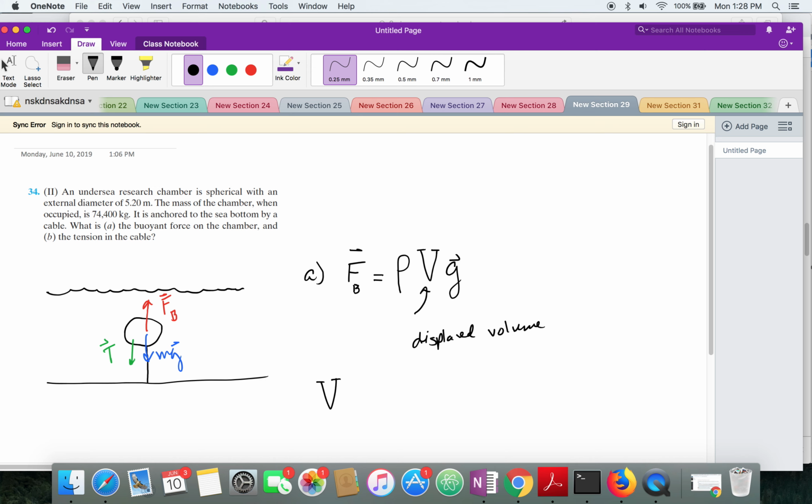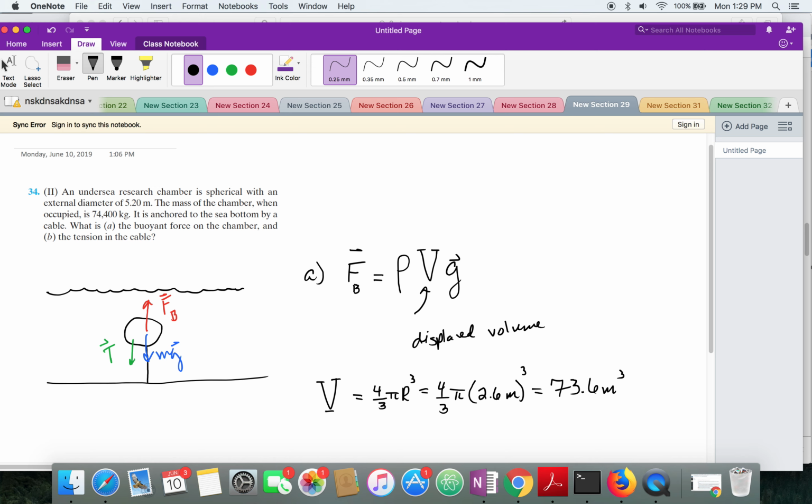The volume of a sphere is something you would probably need to look up. It's 4/3 pi r cubed, if you don't remember it off the top of your head. We have the diameter of the sphere as 5.2, so the radius is going to be 2.6 meters. So this is 4/3 pi times 2.6 meters cubed. Let's see what we get here. 4/3 times pi times 2.6 cubed, and what I get is about 73.6 cubic meters.